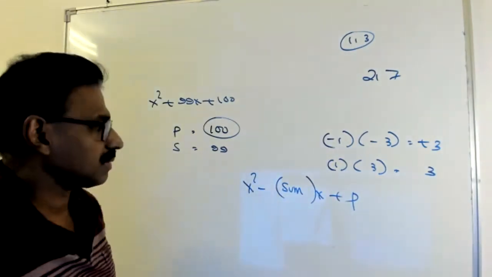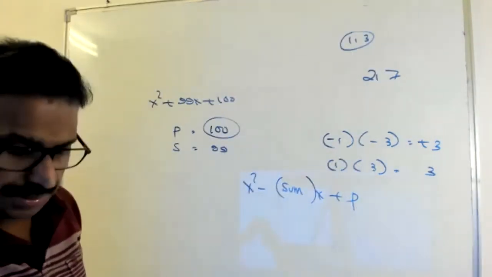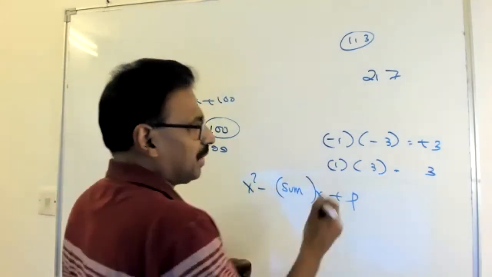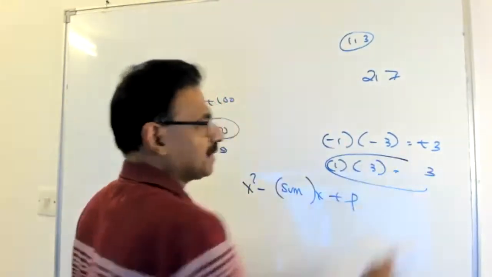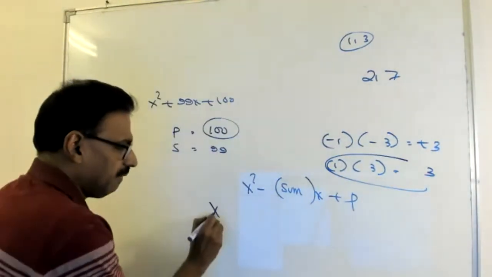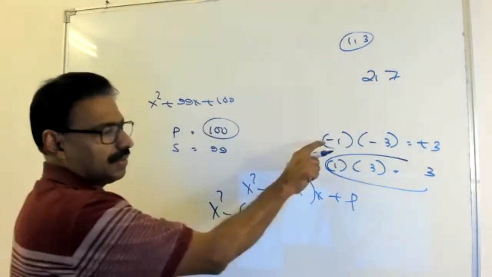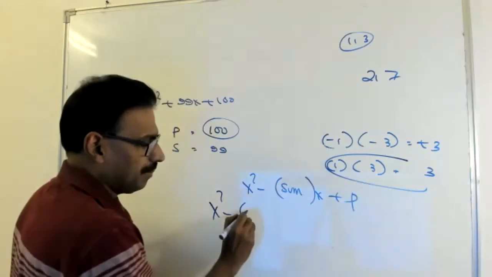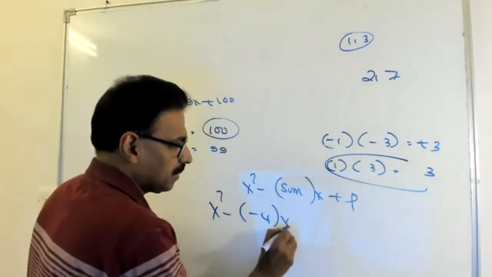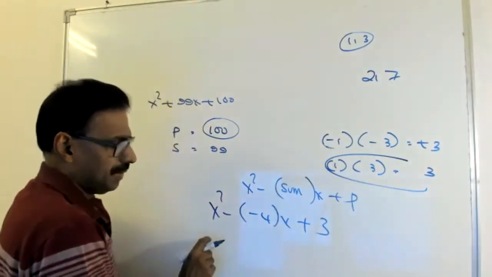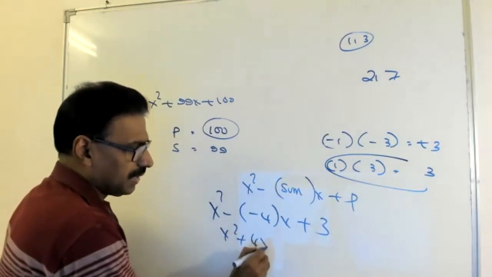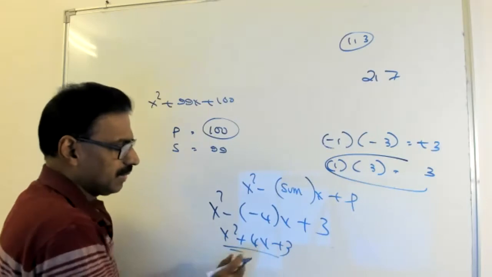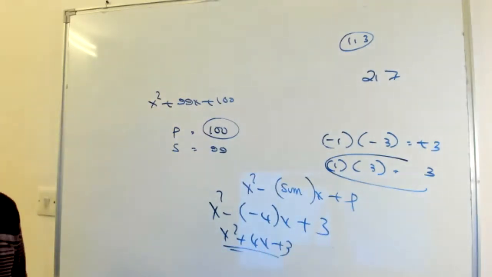Now, here, if it is minus 1 and minus 3, the positive case we are clear now. What happened? x square minus, adding minus 1 and minus 3, minus 4x plus 3. Minus into minus is plus, so x square plus 4x plus 3. So the sum is positive. Then what option is there?